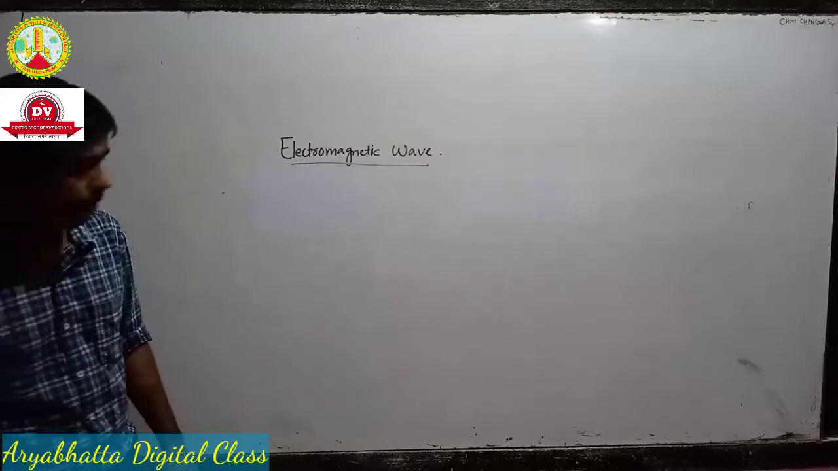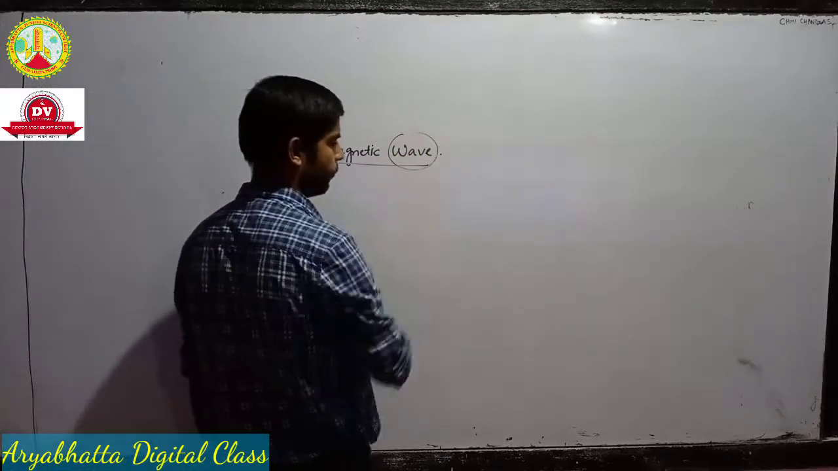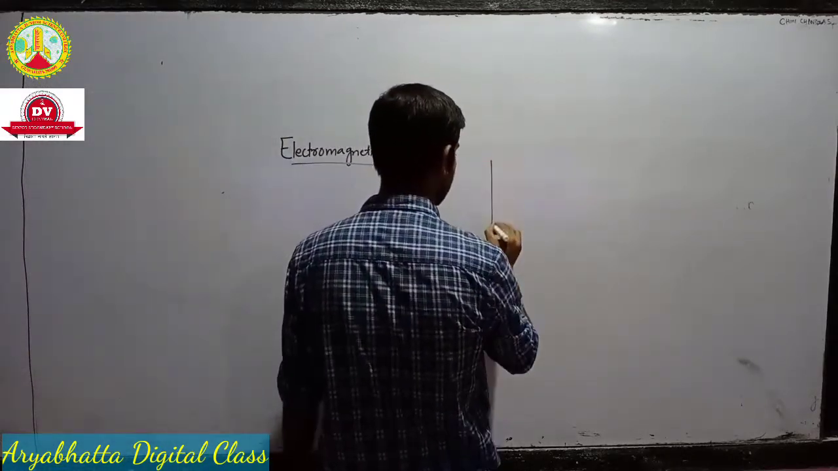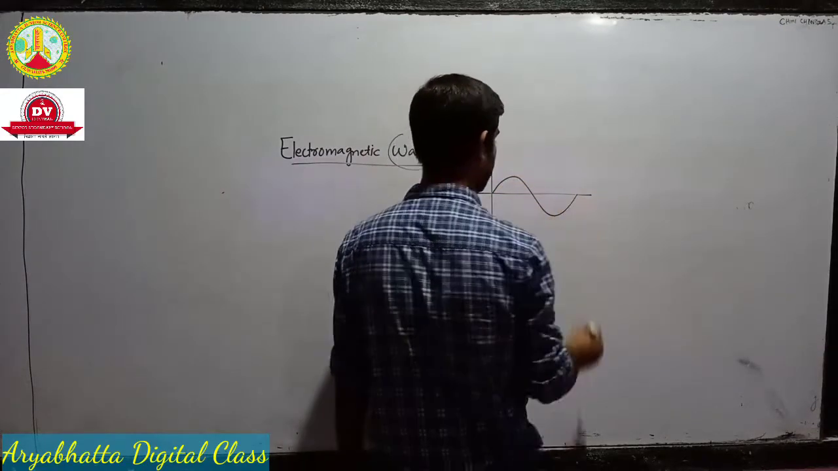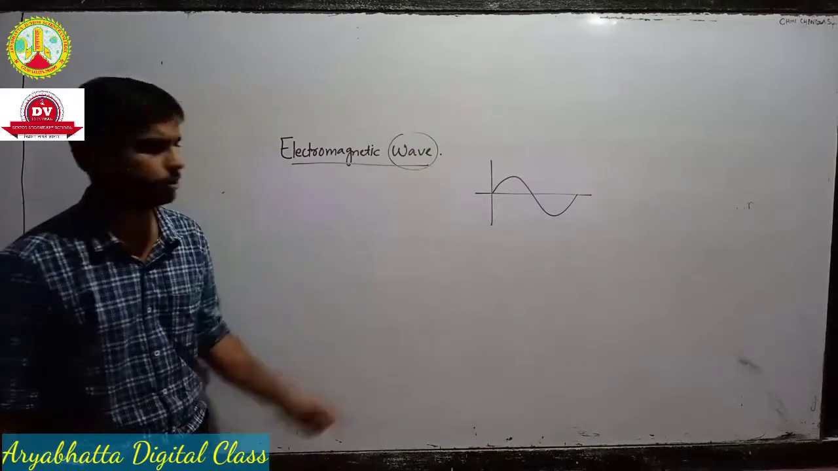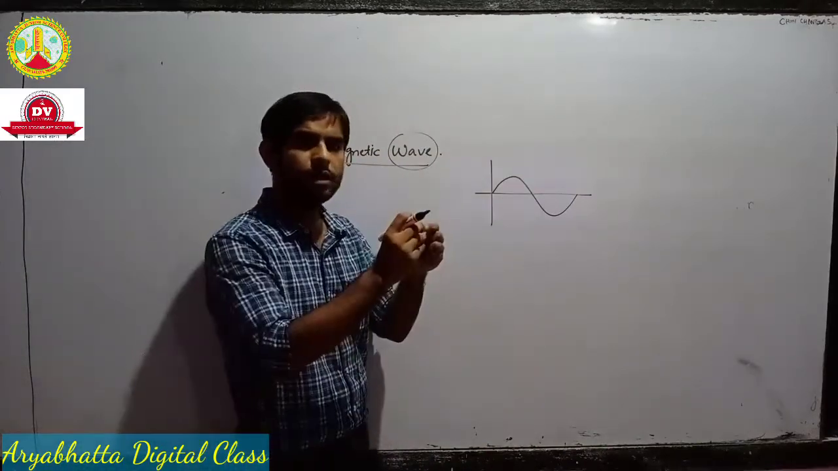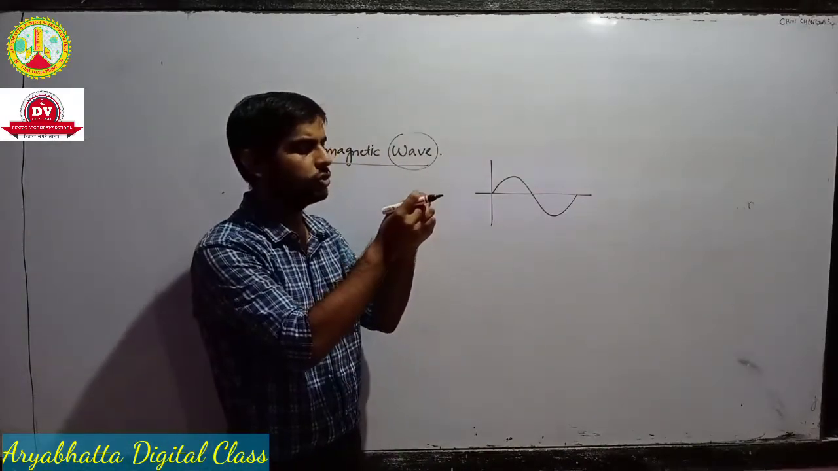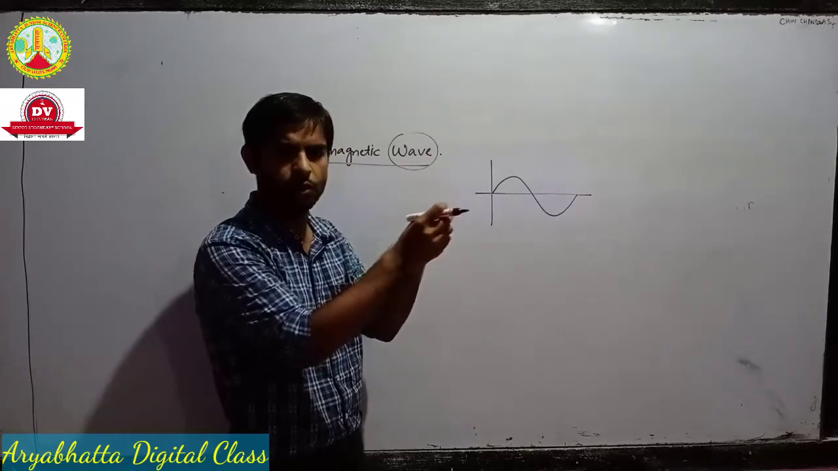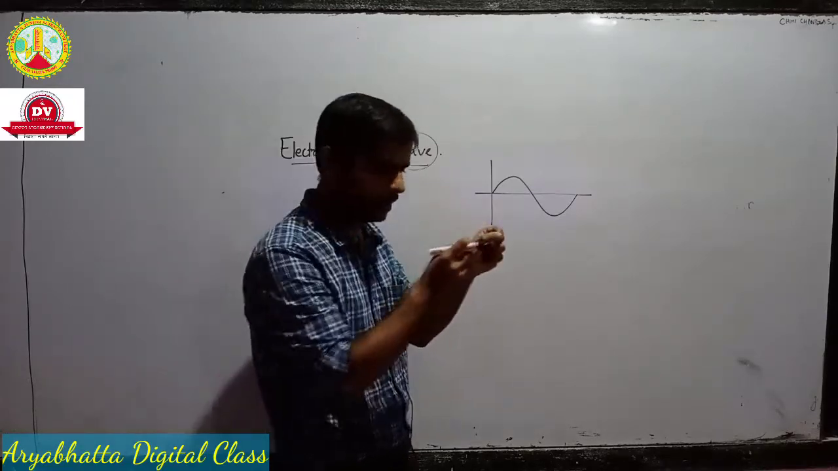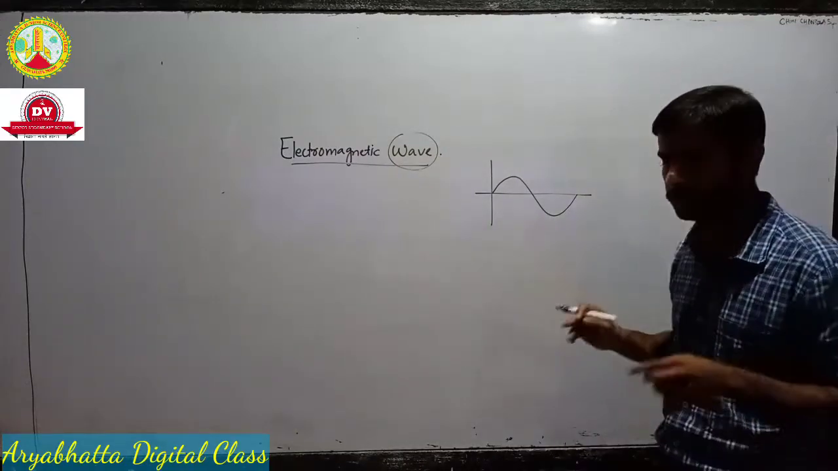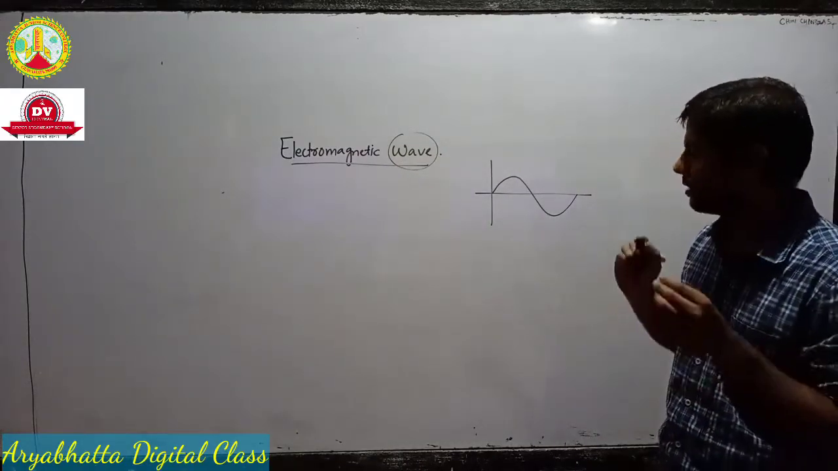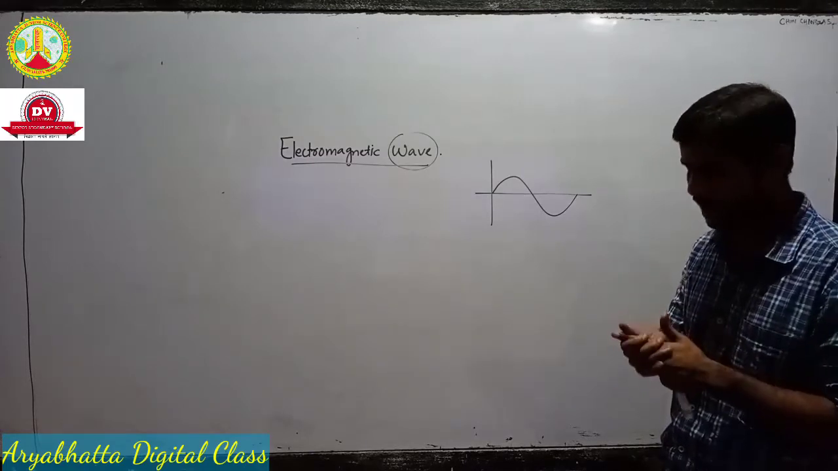Now you all know what a wave is. So a wave is something like this. You must have studied it in high school. A wave oscillates around a mean position. And there are generally two types of wave. Suppose I have a string.